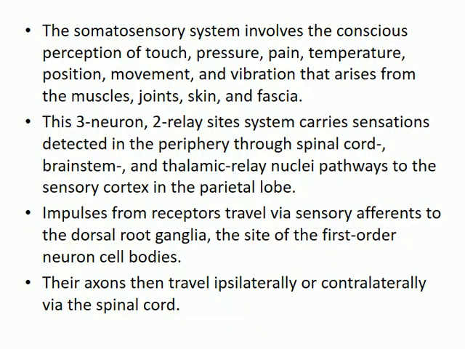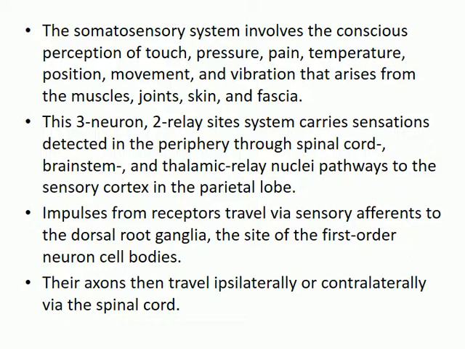The somatosensory system is involved in the conscious perception of touch, pressure, pain, temperature, position, movement, and vibration that arises from the muscles, joints, skin, and fascia. These neurons relay sensation detected in the periphery through the spinal cord, brainstem, and thalamic relay nucleus pathways to the sensory cortex in the parietal lobe.